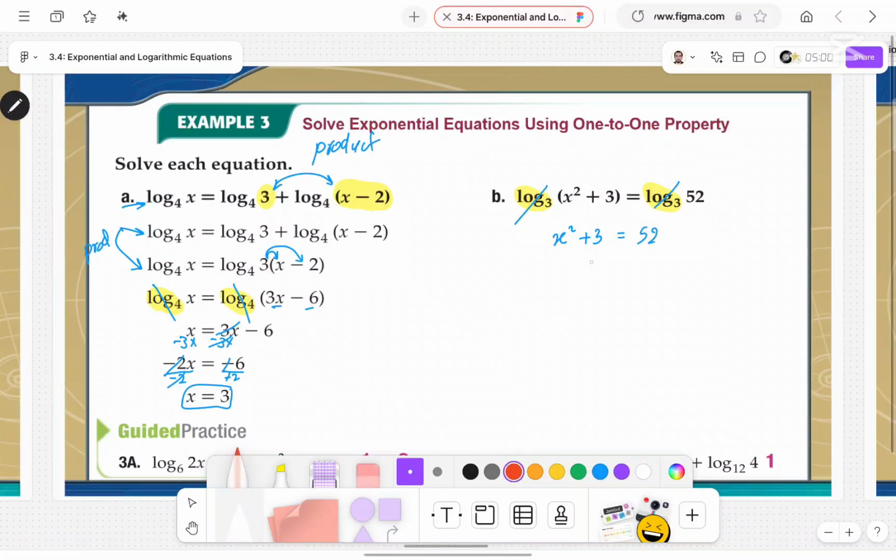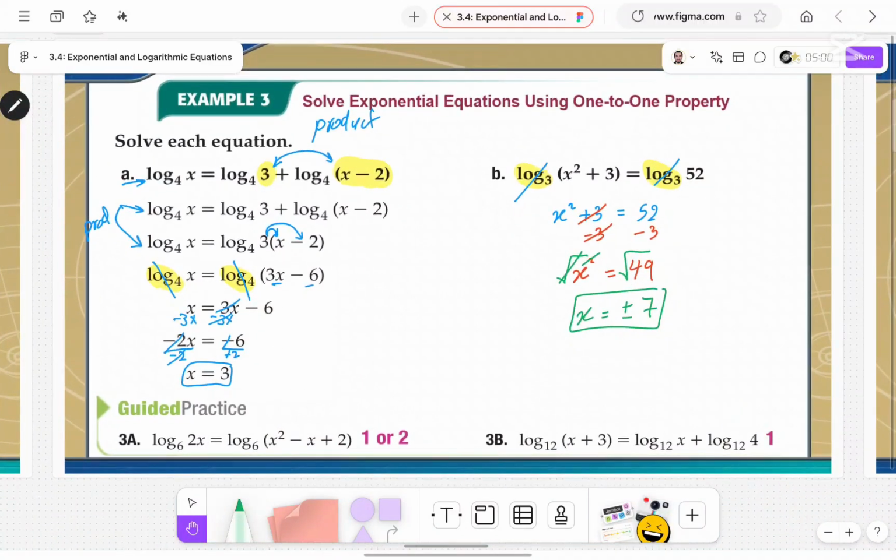Now simplify this. So it becomes negative 3 on both sides, negative 3, then isolate x. So x squared is equal to 52 minus 3, which is equal to 49. Then I use the square root on both sides, so I cancel the square with the square root. x is equal to positive or negative 7. So now I have two answers, positive and negative.